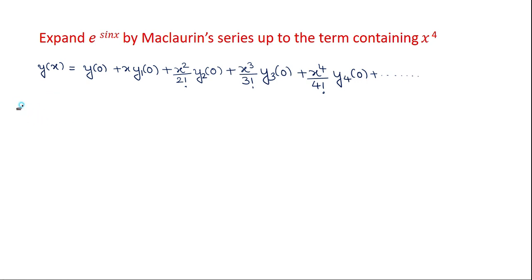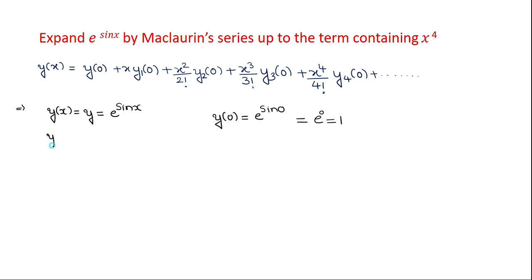So given that, let us take y of x, or simply y, is equal to e raised to sin x. Find the derivative at x equal to 0. So y of 0 is equal to e raised to sin of 0. Sin 0 is 0, so we have e raised to 0, which is equal to 1. So y of 0 is equal to 1. Now go for finding y dash of 0.